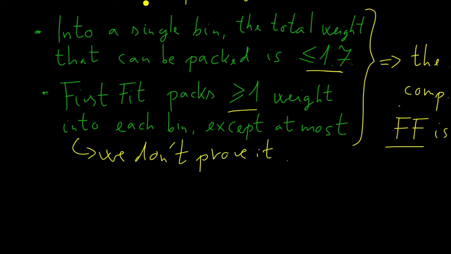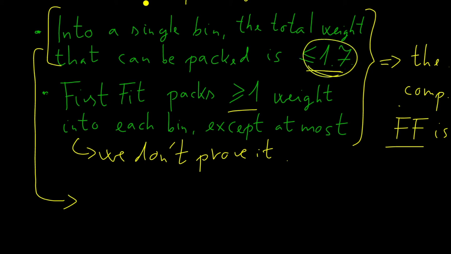So the proof is a quite involved and very technical, long case analysis, and well, it's quite hard, but it doesn't give any more insight on the subject. The important thing is to understand what the weight function method is. But this one I will show. So into a single bin, the total weight that can be packed is at most 1.7. So this is what we actually prove.